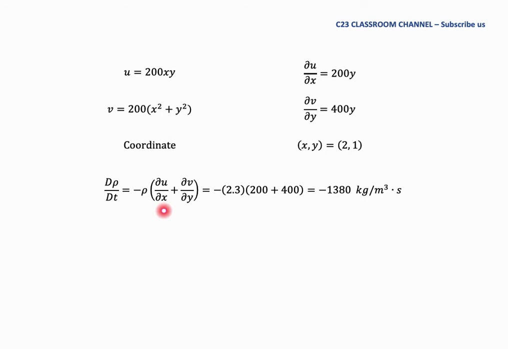So we substitute the values that we have. We have the density is 2.3, and then we have 200 according to this calculation. We substitute the value of y here, and we have 400 for ∂v/∂y. We substitute the value of y as 1 here, so we get the change of density with respect to time is minus 1380 kilogram per meter cube second.